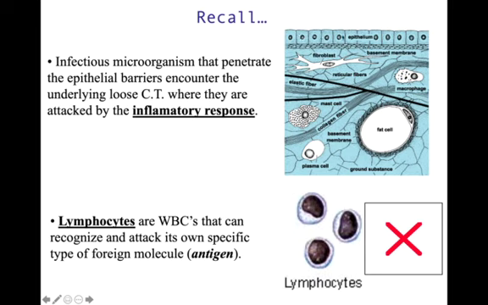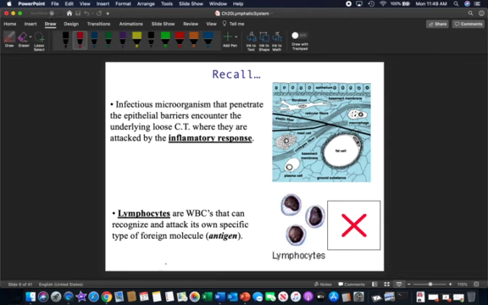So if something were to break through this epithelium, we now have cells that are ready to fight that particular pathogen. So we initiate what's called the inflammatory response. Kind of what's called our innate immune system, essentially. The ability to first initially destroy them using, for example, macrophages. Now, the second part of that is that you also find lymphocytes here. White blood cells that recognize and attack specific foreign molecules. And why is that? Well, because these microorganisms bear what are called antigens.